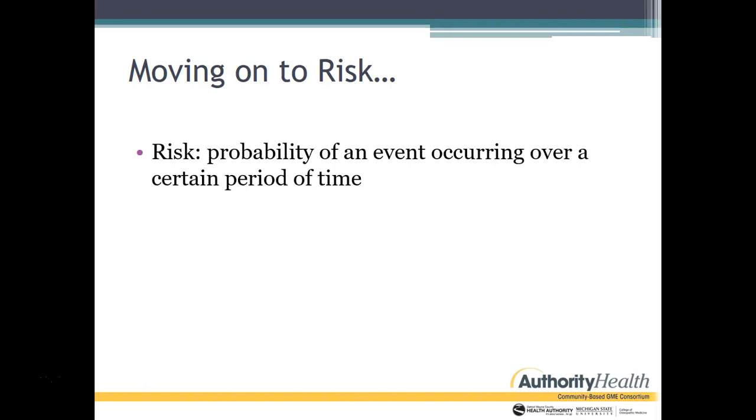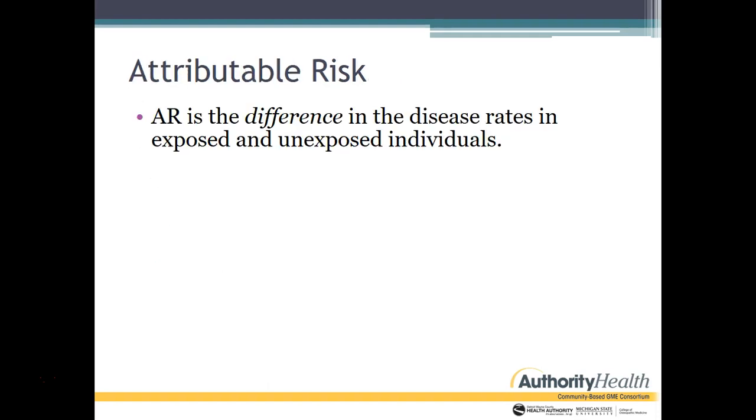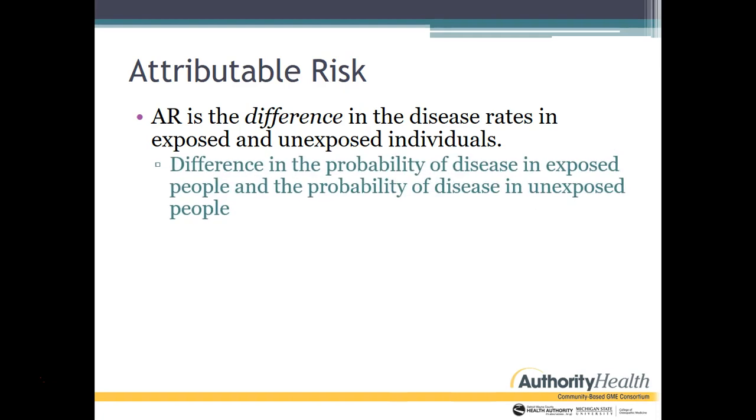All right, let's move on to risk, you guys. Risk is the probability of an event occurring over a certain period of time. They have three things that I need to make sure you know. Attributable risk, relative risk, odds ratios. So attributable risk is just how much of the risk was attributed to the exposure. It's a difference in the disease rates in exposed and unexposed individuals. Another way to think about it is a difference in the probability of disease in an exposed person and the probability of disease in an unexposed person.